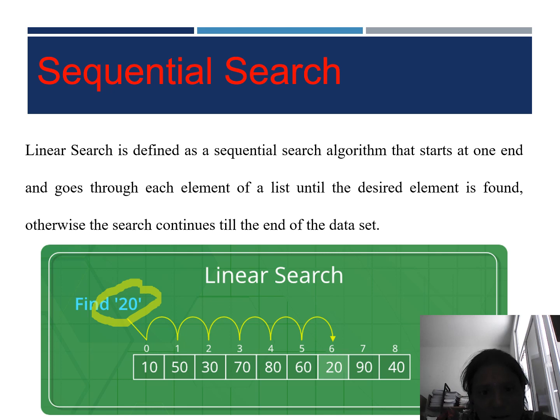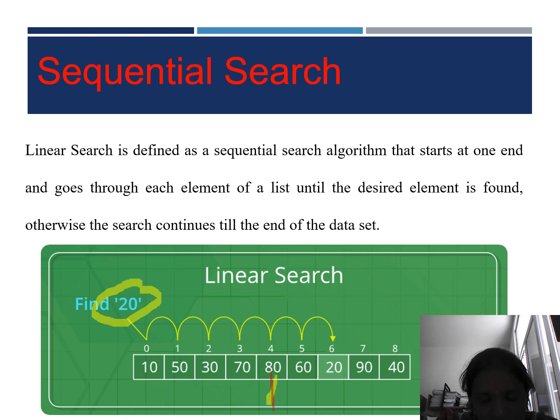See in this example, we are going to find 20. First it starts from the starting index value 0, which is 10. Does it match 20? No. Then it moves to the next index position 1. 50, does it match 20? No. Then it moves to the next value, 30. Is 30 equal to 20? No. It moves to the next index, 3. Is 70 equal to 20? No. Then it moves to the next value, 80.